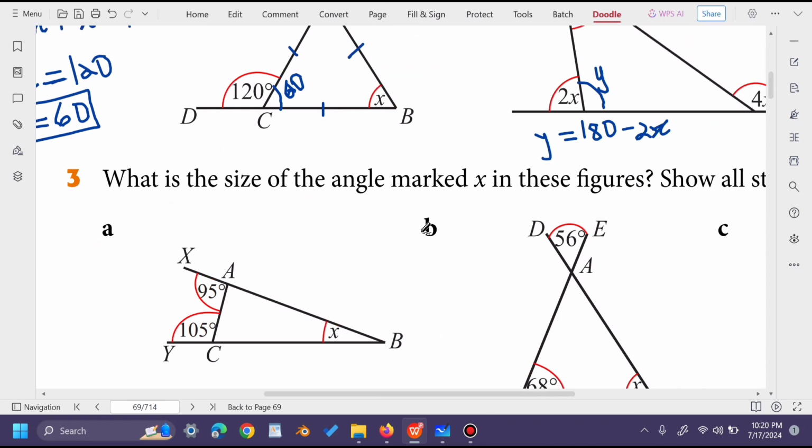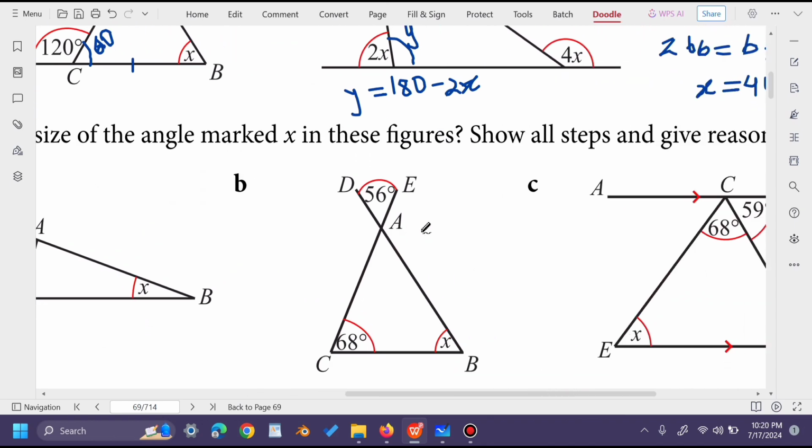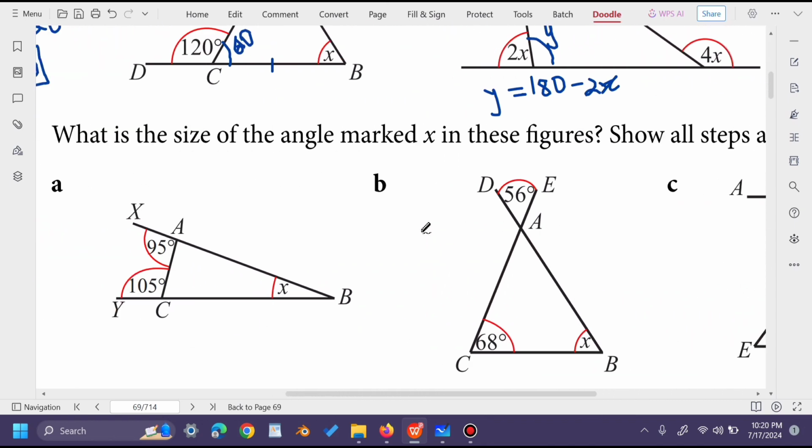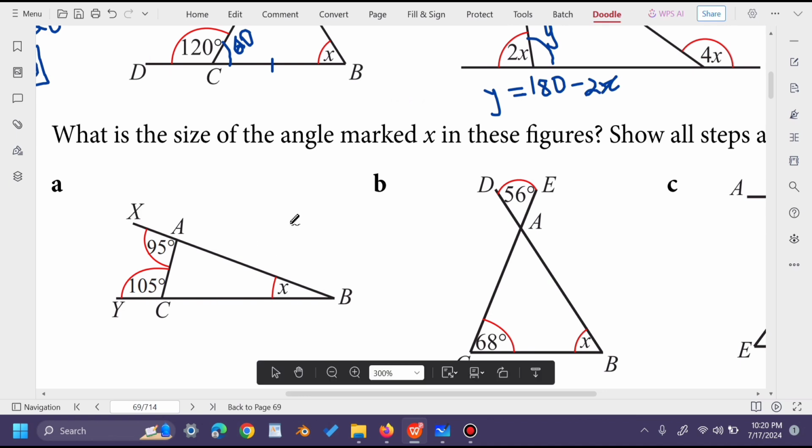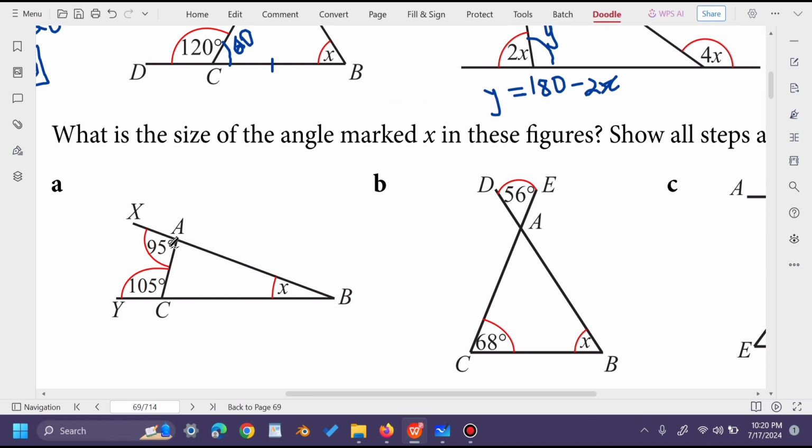What is the size of the angle marked x in these figures? Show all steps and give reasons. Okay, now we have to find what the size of the marked angle x is. Okay, this is 95, this is 105.